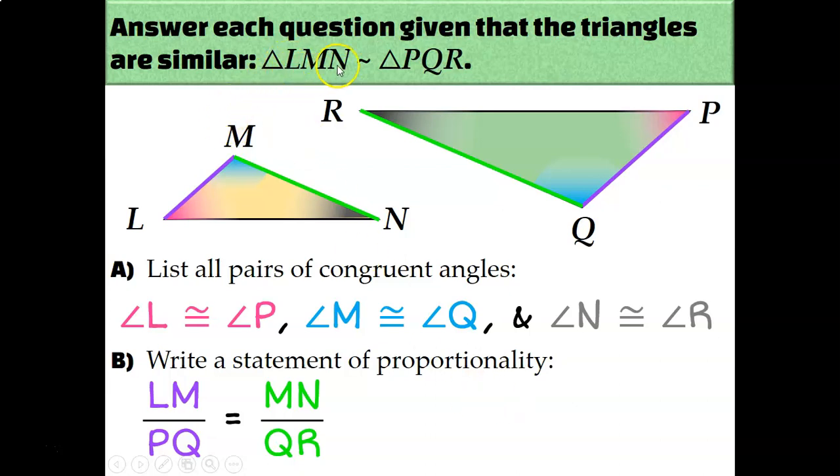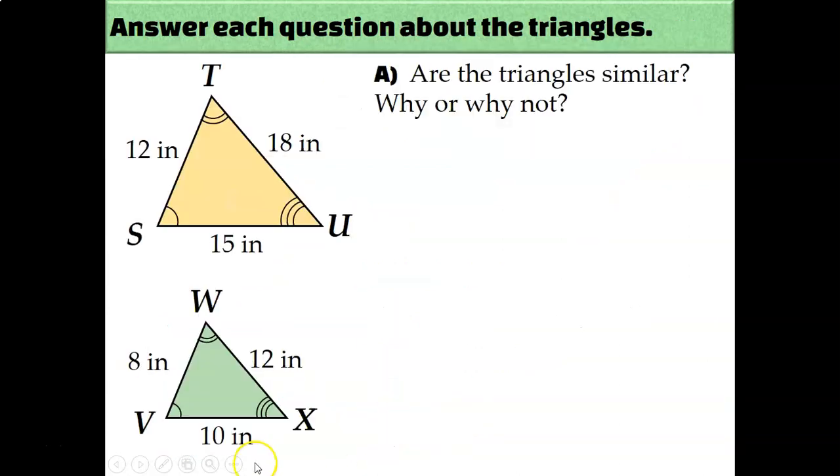Finally, we have the first letter and the last letter, L and N. That would correspond to the first letter and last letter in the second triangle's name, so these two sides are corresponding as well, and I'll write a ratio for those to complete my statement of proportionality.